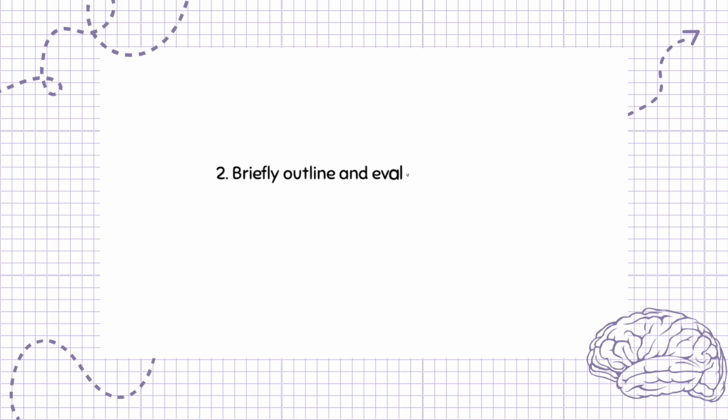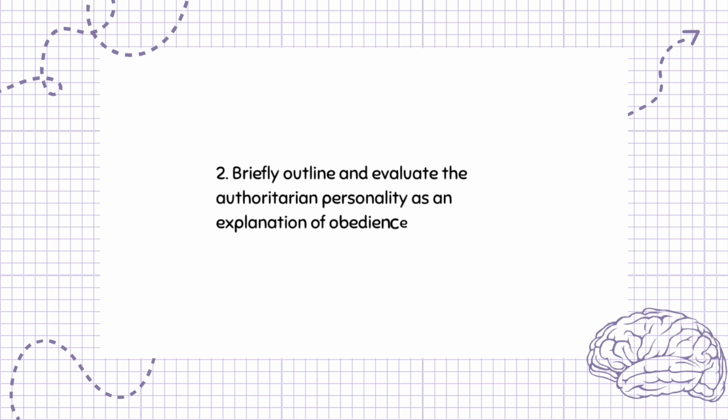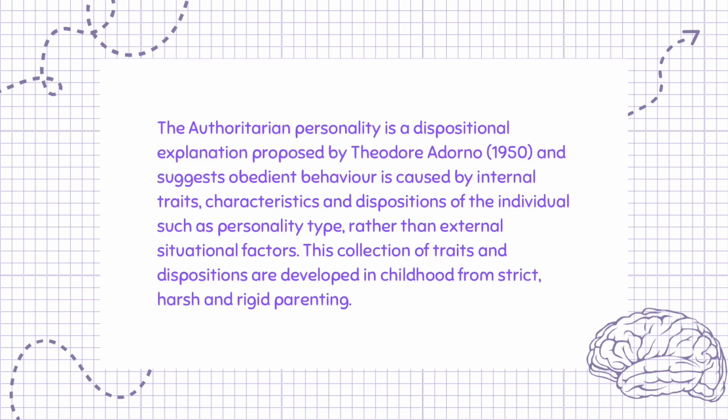Question 2. Briefly outline and evaluate the authoritarian personality as an explanation of obedience to authority. 4 marks. The authoritarian personality is a dispositional explanation proposed by Theodor Adorno, 1950, and suggests obedient behavior is caused by internal traits, characteristics, and dispositions of the individual such as personality type, rather than external situational factors. This collection of traits and dispositions are developed in childhood from strict, harsh, and rigid parenting.